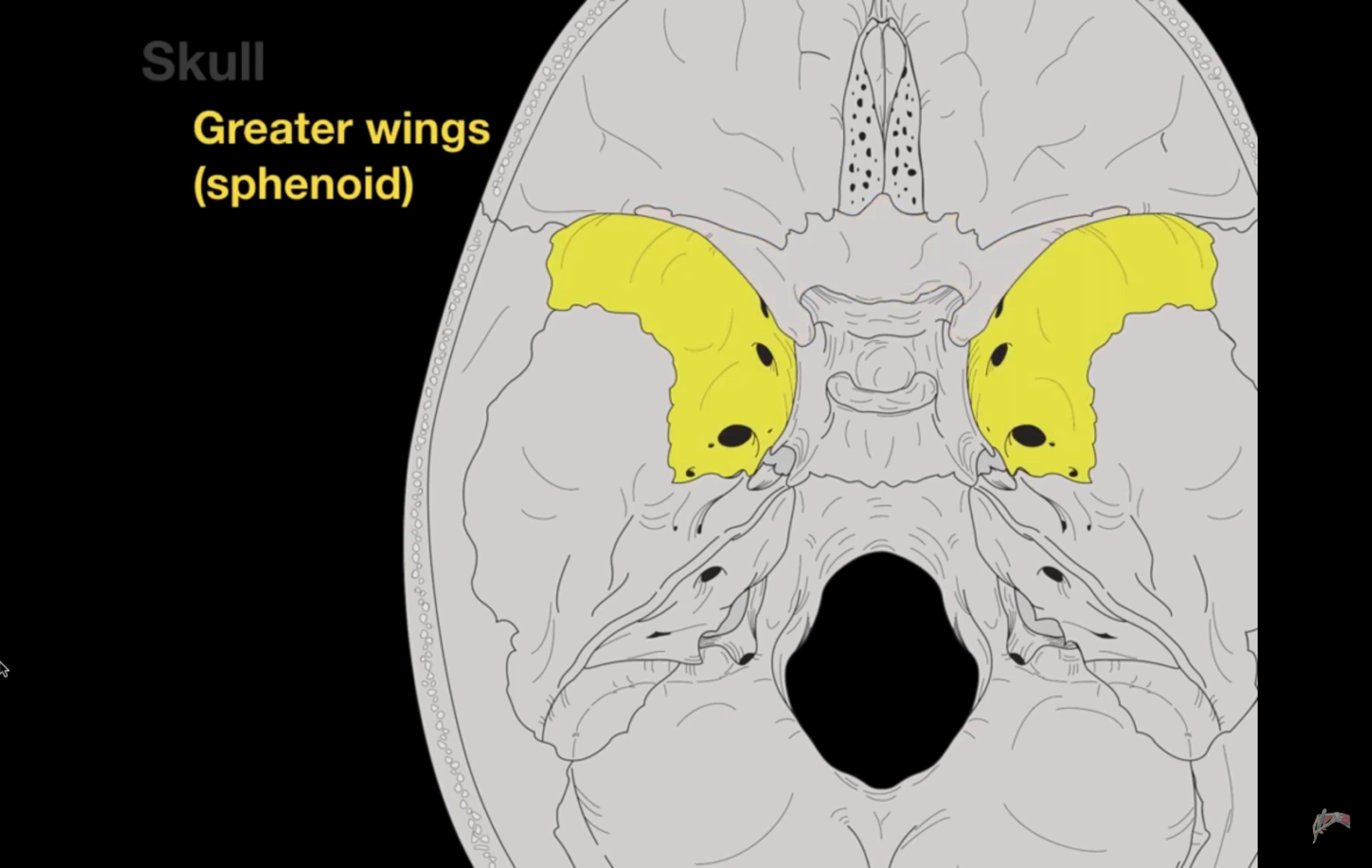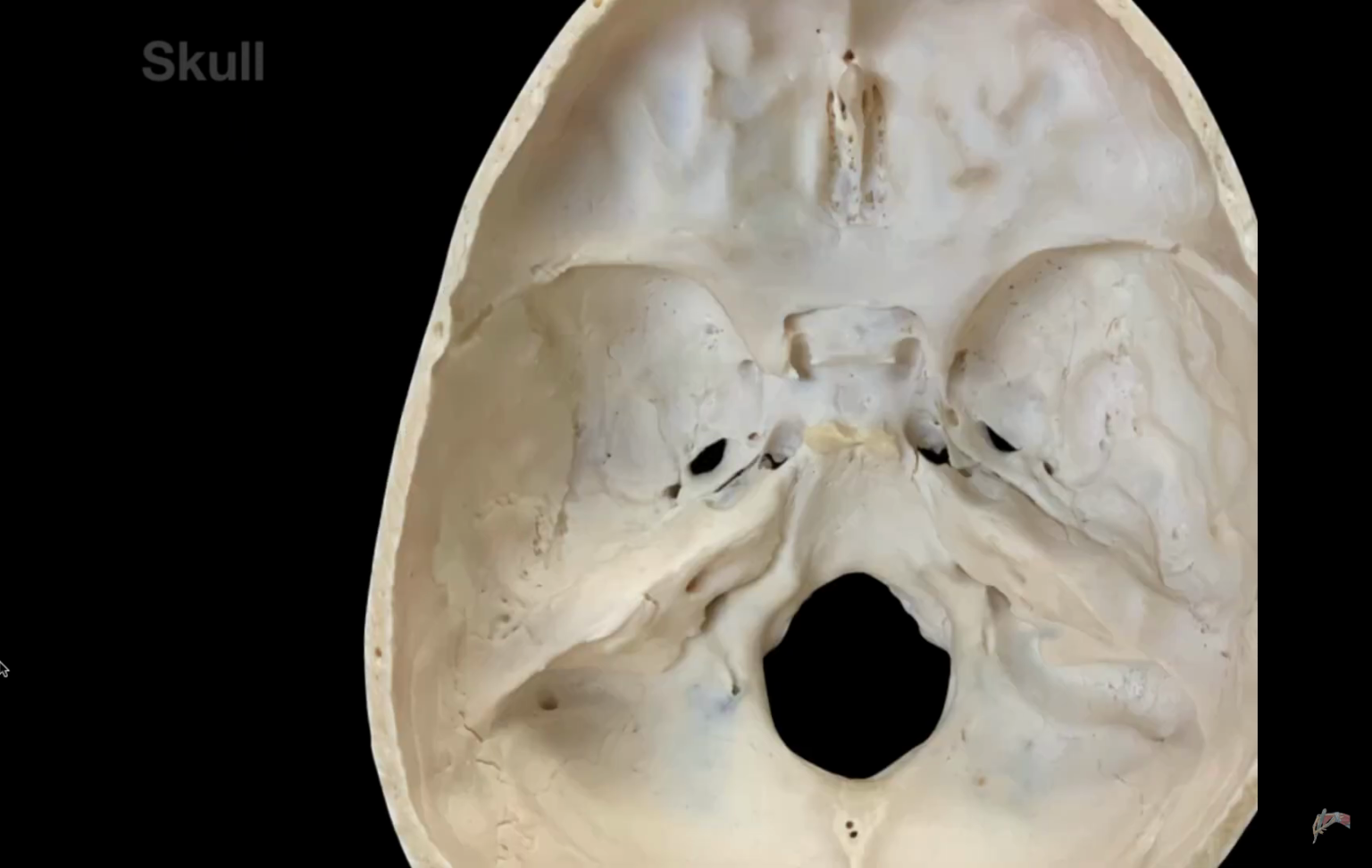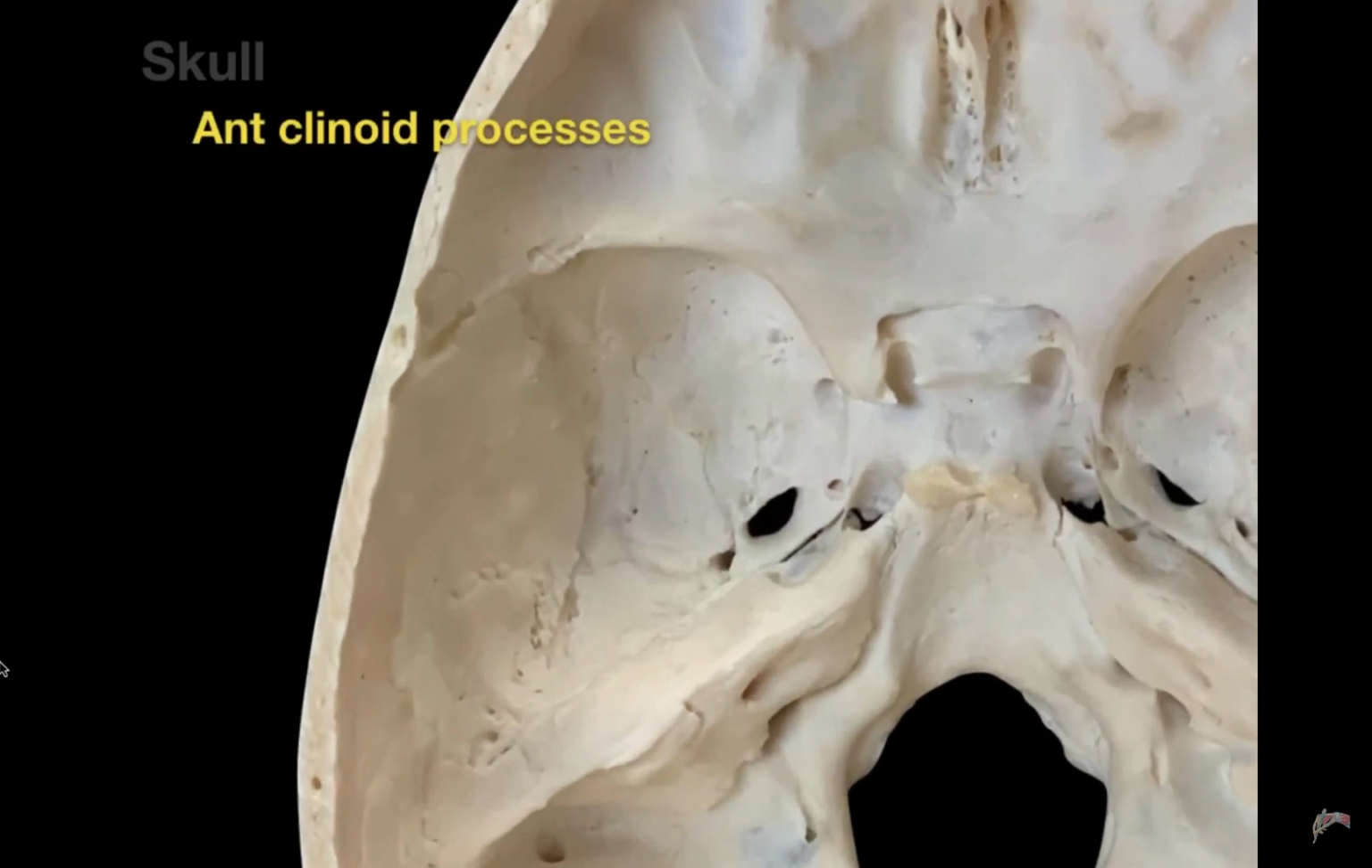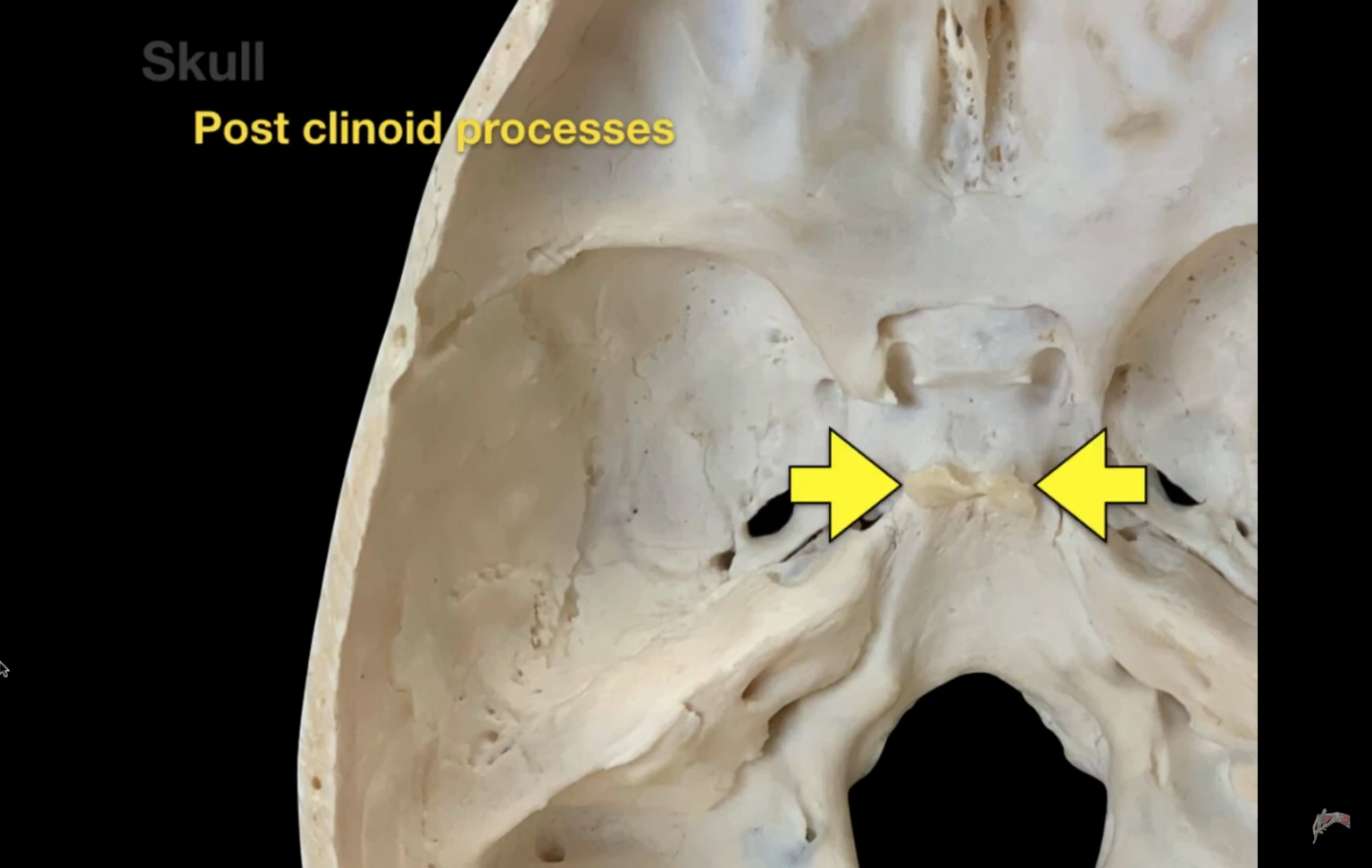Now the greater wings are in the middle cranial fossa, on either side of the body of the sphenoid where the sella turcica is located. All right, so now let's go into this area of the sella turcica. So we zoom in, and there's something called the anterior clinoid processes right there that serve as an attachment for the tentorium cerebelli. And then there's the posterior clinoid processes right there.